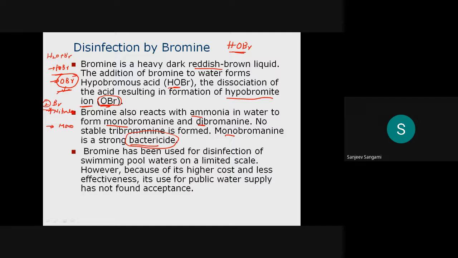So bromine has been used for disinfection of swimming pool water on limited scale. Remember this. However, because of its higher cost and less effectiveness, its use for public water supply has not found acceptance. So normally it is not feasible as the cost is compared, but still it is used in some of the sophisticated swimming pools. Here also you won't get any residuals after the treatment process.